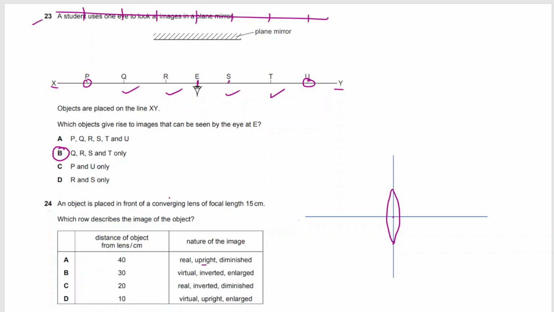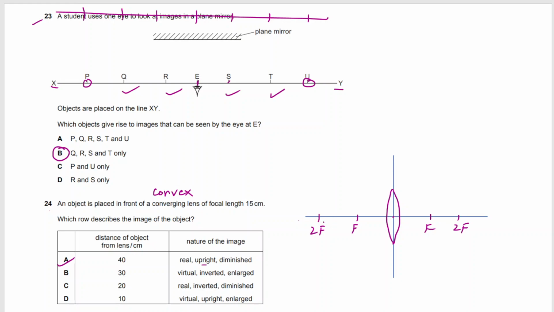Question number 24. An object is placed in front of a converging lens of focal length 15 centimeter. Which row describes the image of the object? So converging lens is basically the convex lens, which converges the rays to a point. Now we have focal length 15 centimeters, so let's mark the points F and 2F. Now it says in the first part, distance is 40 centimeters.